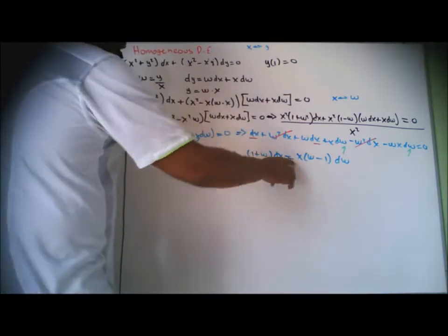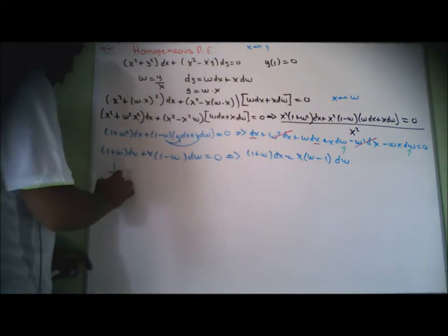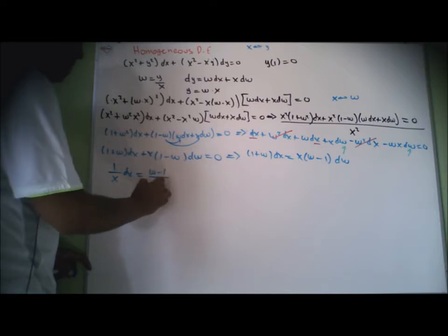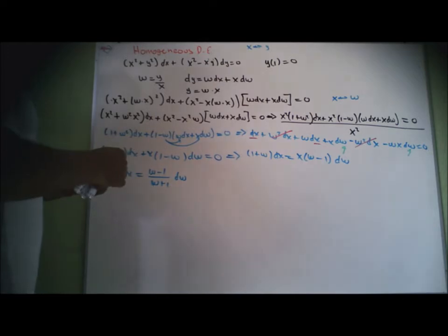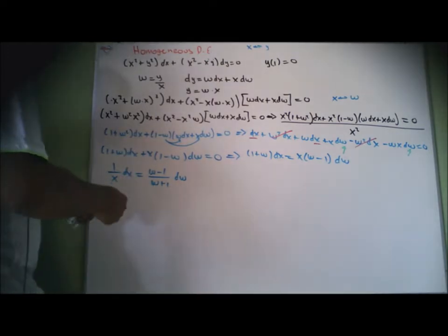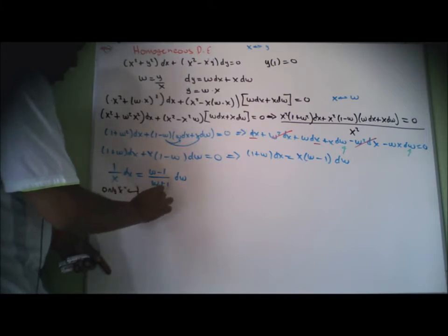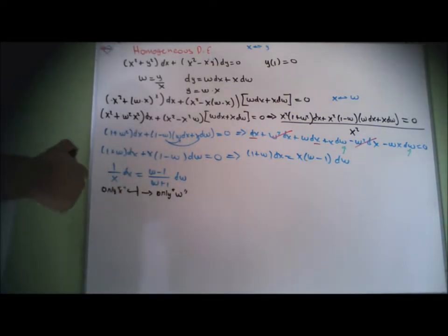Okay, so the x has a division and this has a division. So it's going to be 1 over x differential of x equal to w minus 1 over w plus 1 differential of w. And you can see here we have a variable separable differential equation because here you have only x and here you have only w. So let's solve that differential equation.